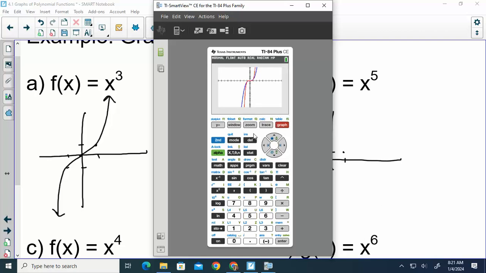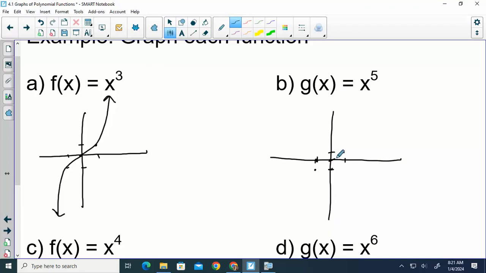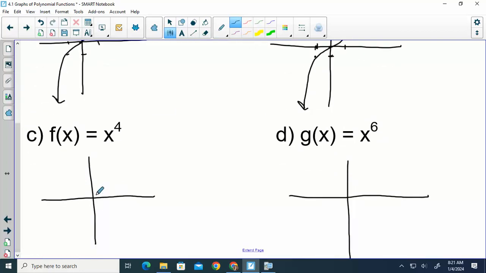So there's x cubed, x to the fifth is the red one. So how is it different? It's a little skinnier. Yeah, so it's the same general shape, but as it went on, it got a little bit skinnier. What did x to the fourth look like? Like a parabola, but flat at the bottom. And it's a little bit skinnier than your typical parabola. And what happened with x to the sixth? Okay, even skinnier.